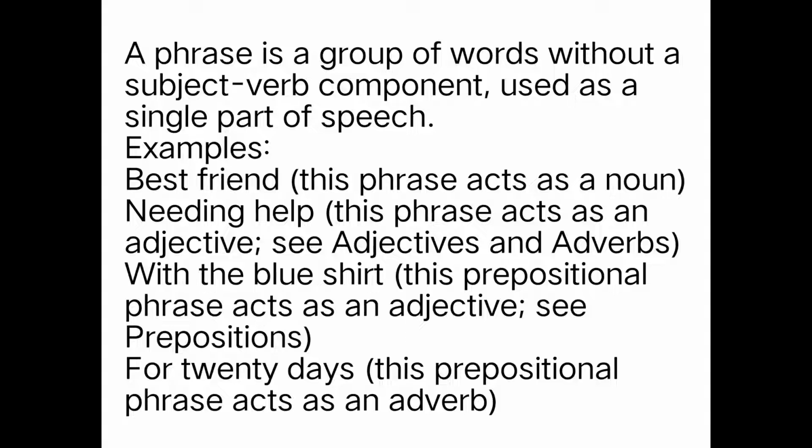A phrase is a group of words without a subject-verb component, used as a single part of speech. As we have seen, a clause is a part of a sentence which has a subject and also a verb. But a phrase is a group of words without a subject or verb, meaning it does not have a subject and it does not have a verb.